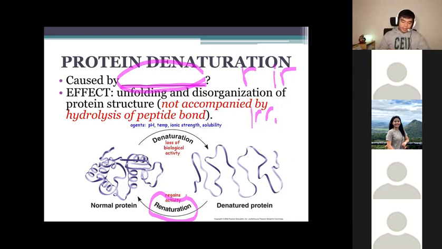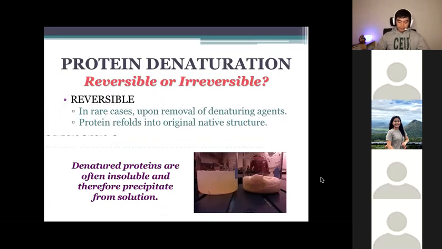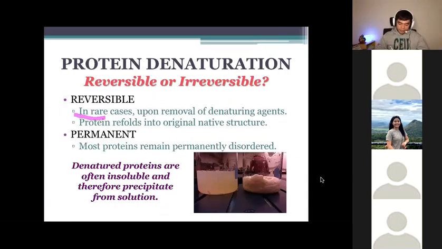Okay. And then, guys, pakibasa silently yung effect na nakalagay dyan. Yung effect ba, naintindihan na ba yung ibig sabihin nito based on my discussion? Based on my discussion, unfolding and disorganization not accompanied by hydrolysis of peptide bond. Okay? So, ang hydrolysis lang ang makakasira ng peptide bonds. So, next. Ito na yon, nasabi ko, commonly, irreversible siya. Kaya nga nakalagay sa reversible rare cases. Okay? Yun lang ang tandaan nyo sa part na yan.